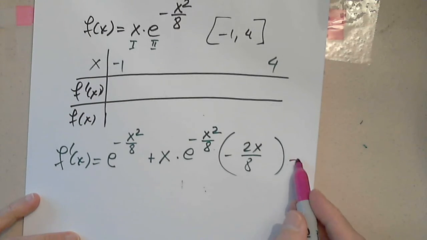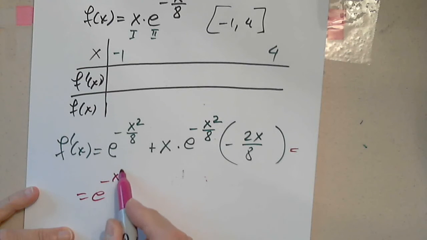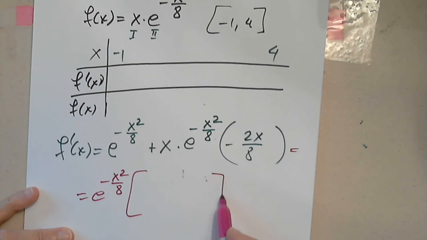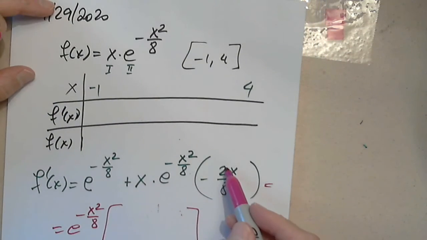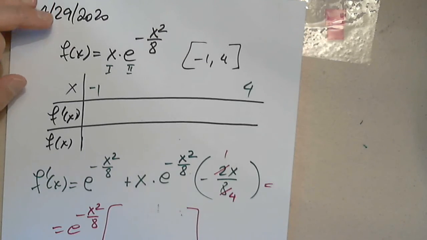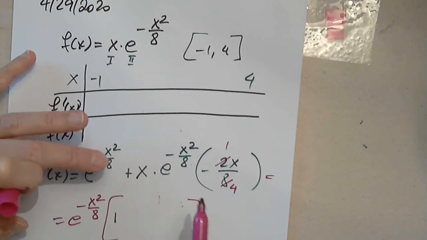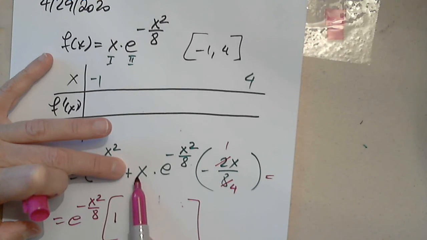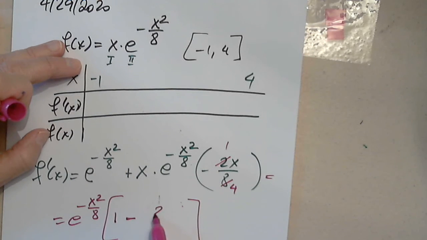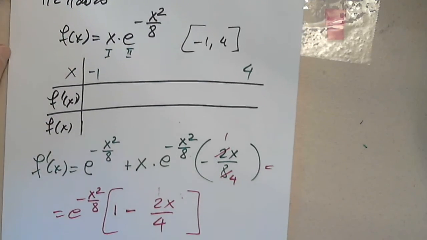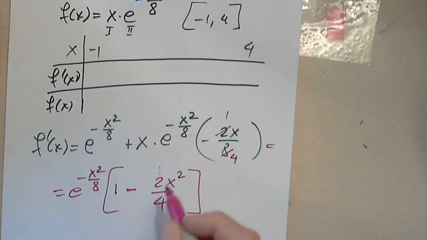Of course, I will factor out e to negative x squared over 8. And let's see what we have. I will simplify in here. So there is a 1, and there is a minus 2x over 4. I already simplified the 2.